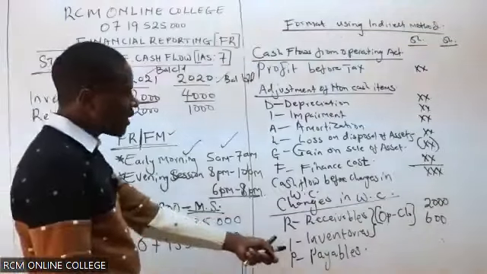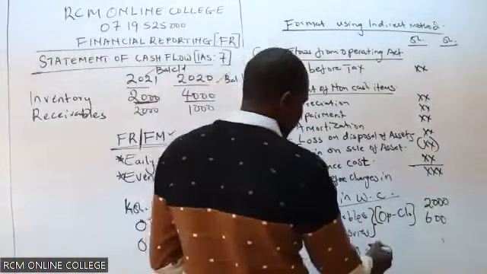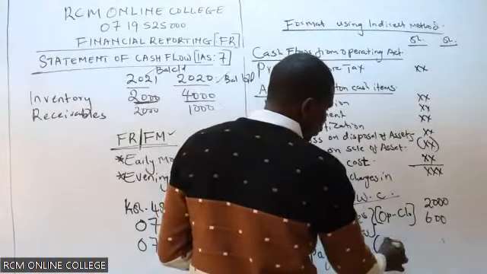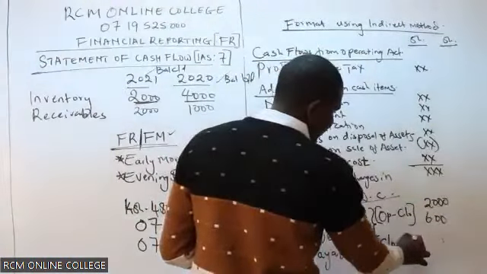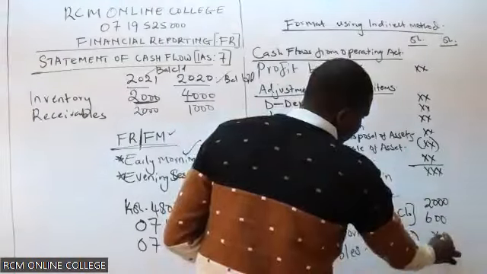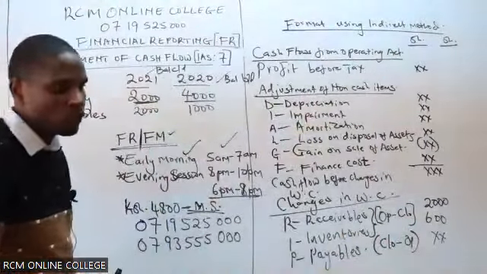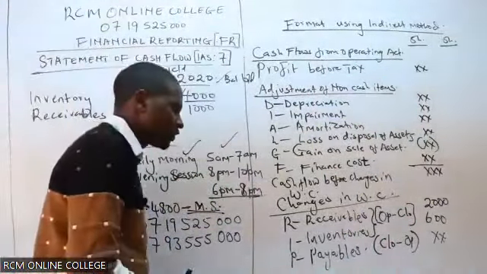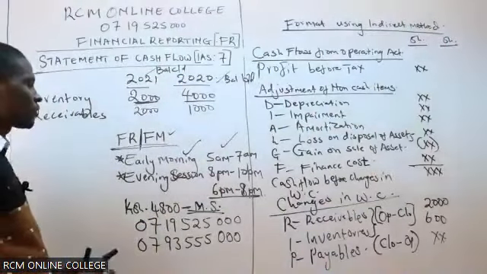So for the payable, tafadhali, we do the opposite. Closing minus opening. And whatever you get, you just press it at that point.